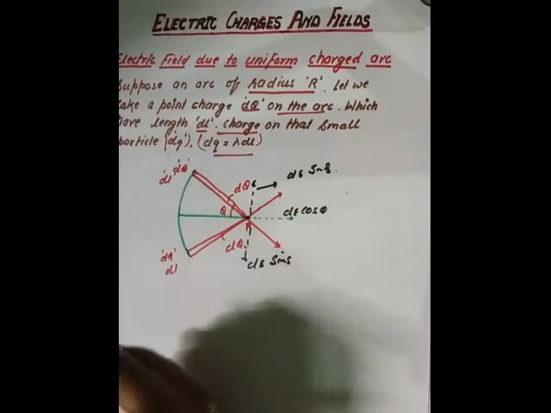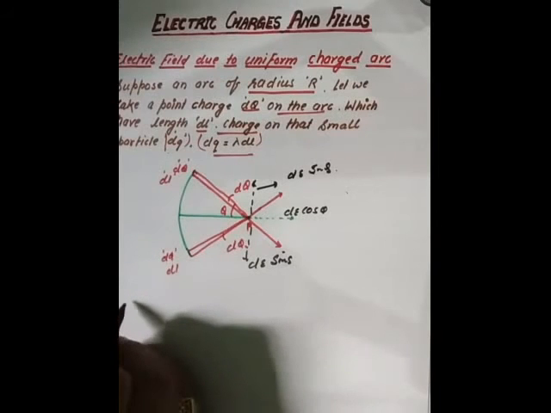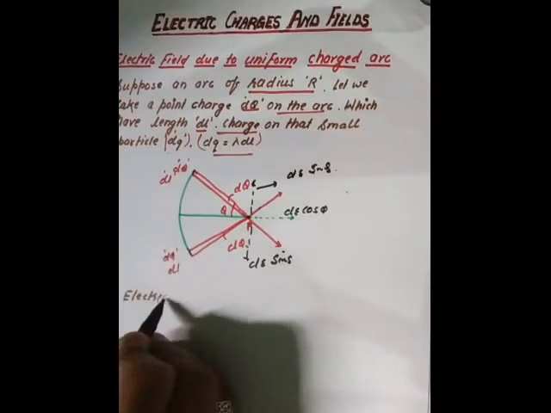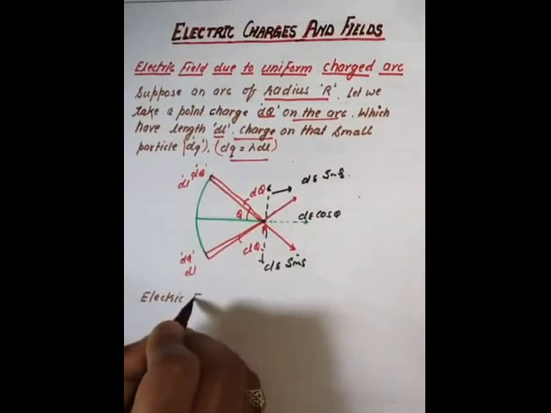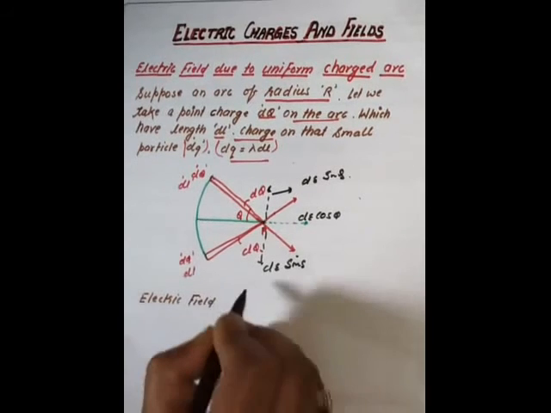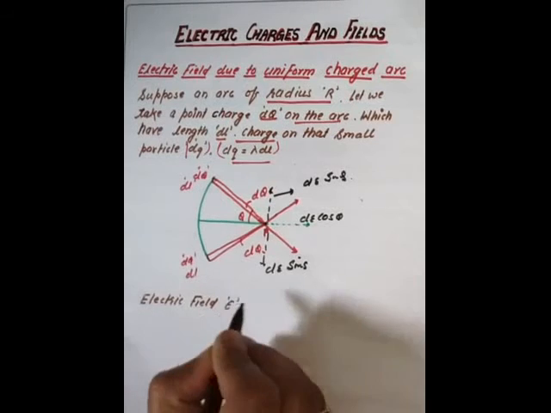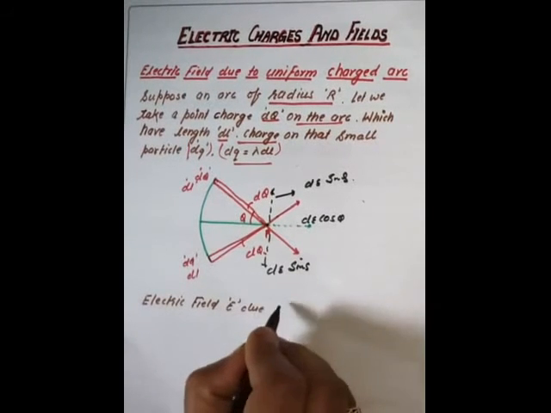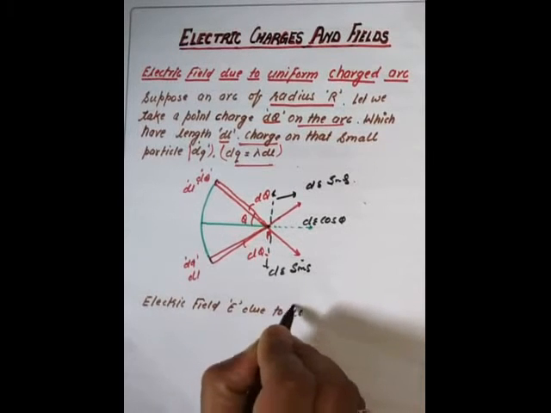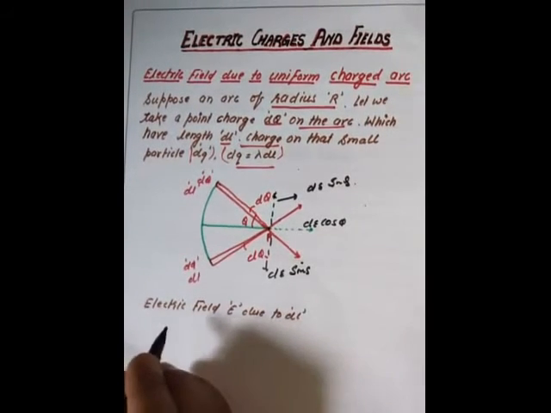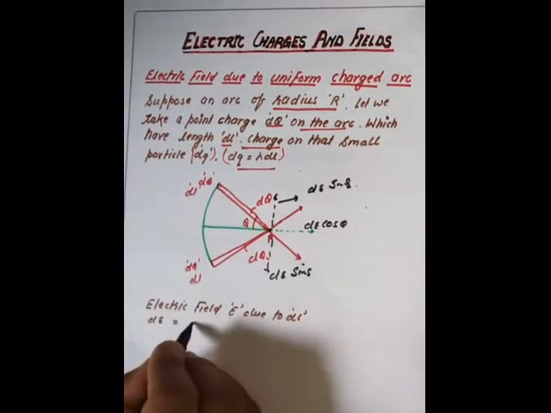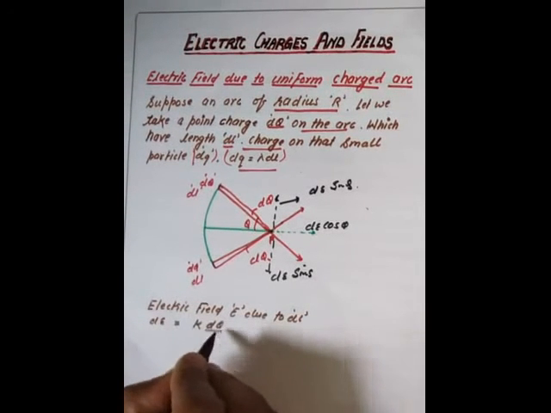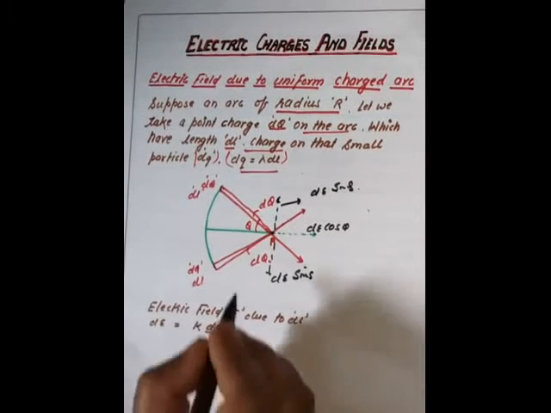So electric field dE due to dl. So electric field dE will become k dq upon r square.